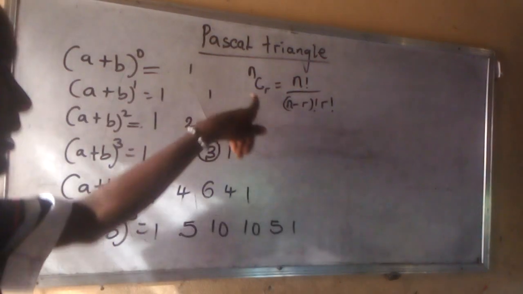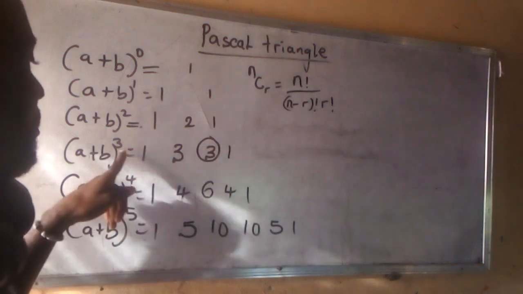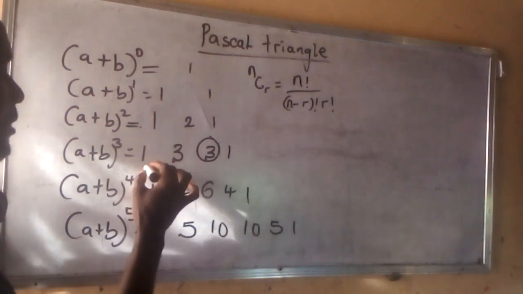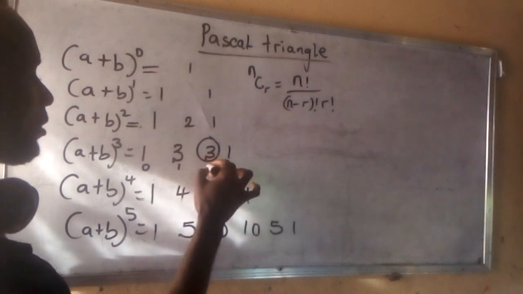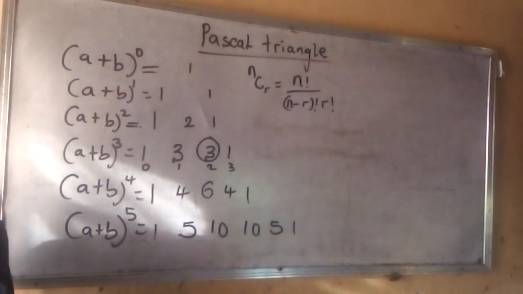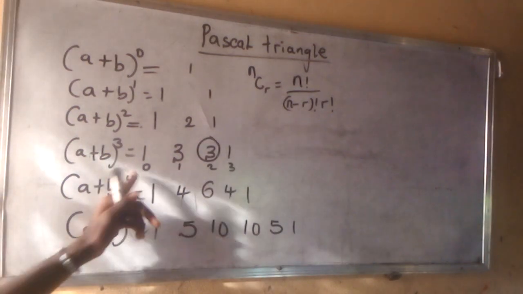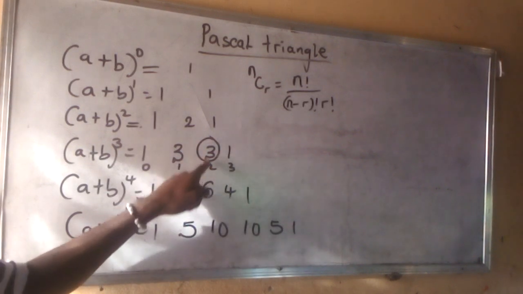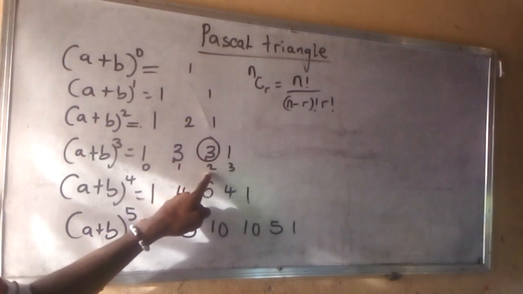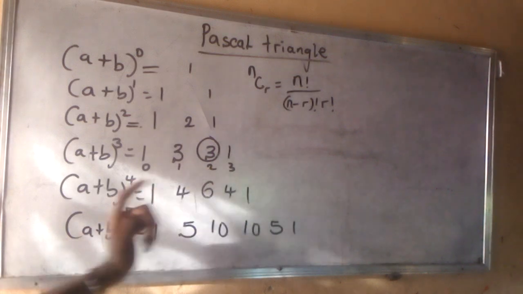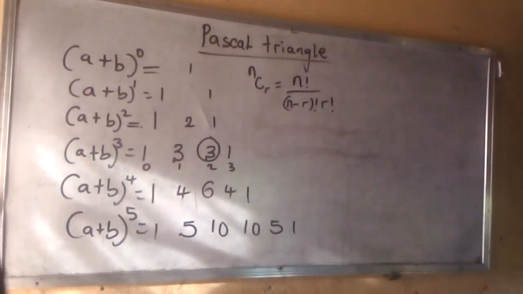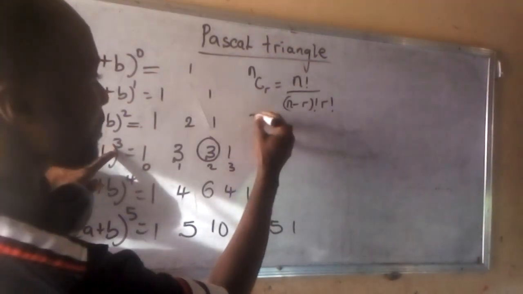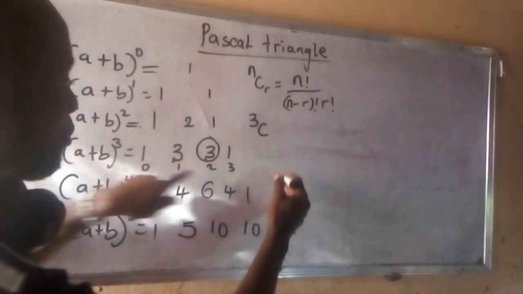Okay, if I'm looking for this, the power is 3. I choose this now. This is 0, 1, 2, and 3. From the number, you number it from 0 to 3. Since I'm picking 2, 3 now becomes 2. So n is the power here. It becomes 3 combination 2.